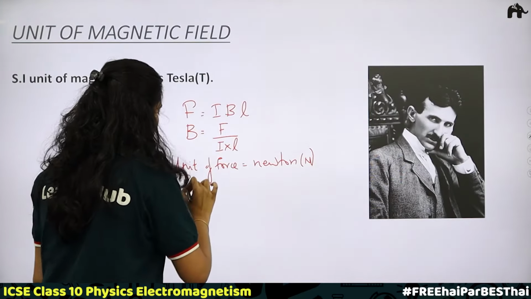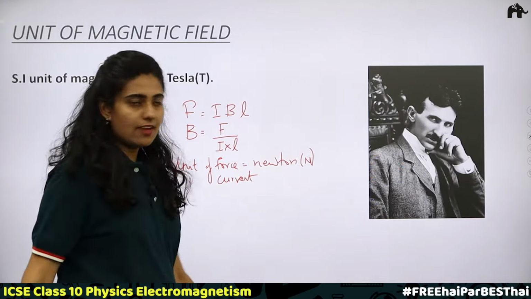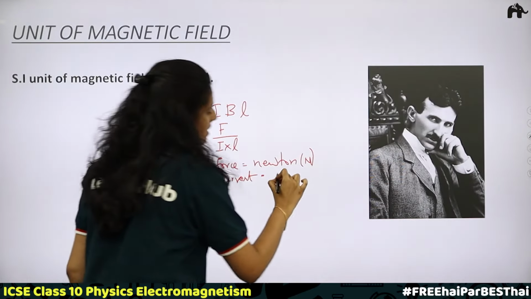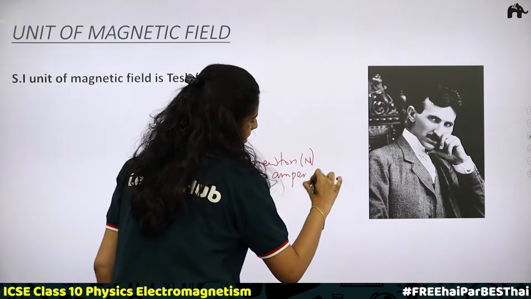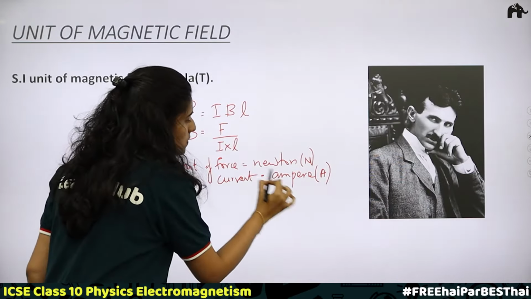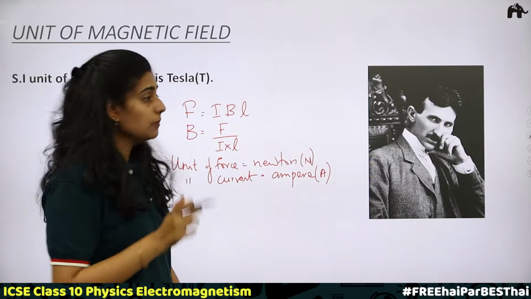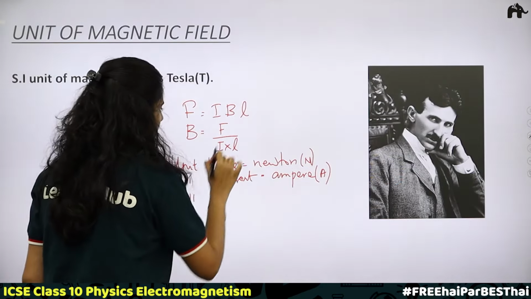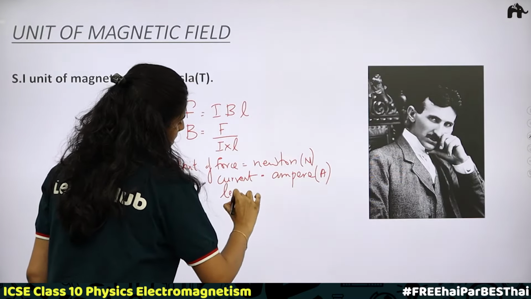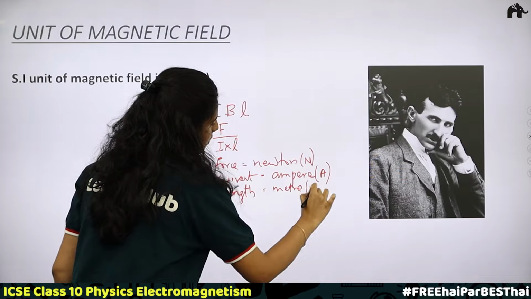Then what about the unit of current? We have studied the unit of current in the previous chapter, in electricity. Yes, the unit of current is ampere, represented by capital letter A. So remember, here you should use small letters when you represent units from the scientist's name. Next, length of wire. The unit is meter.